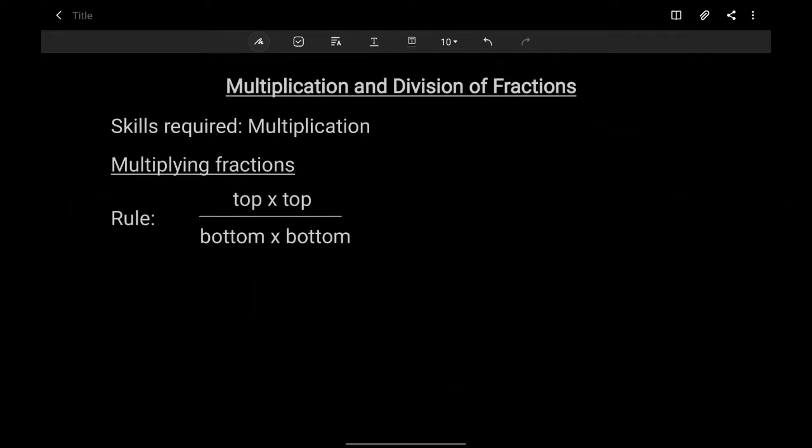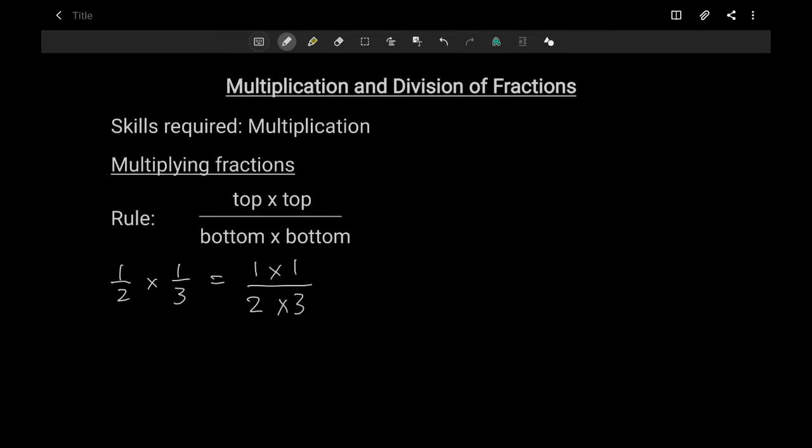Let's say I wanted to multiply 1/2 by 1/3. The rule says I need to multiply the top two numbers. So that would be 1 times 1 over the bottom number multiplied by the other bottom number, which is 2 times 3. So we know 1 times 1 is 1, and 2 times 3 is 6. And there's your answer, 1/6.